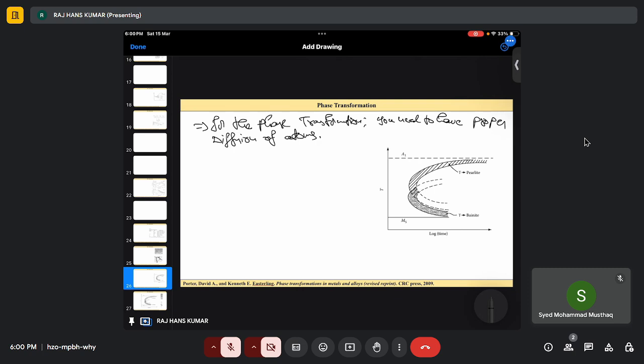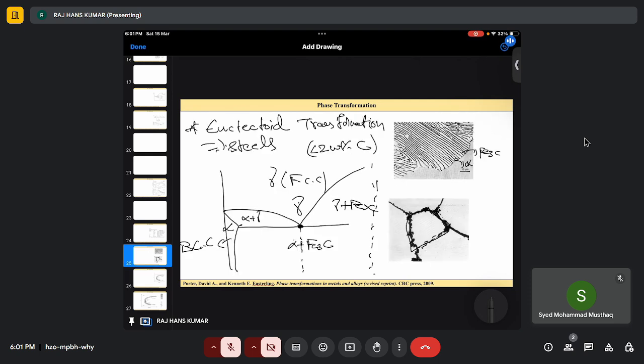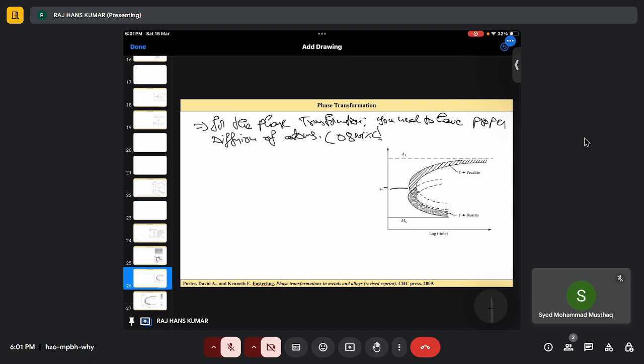That means up to this temperature, let's say my composition is 0.8 weight%, which is here, this is my 0.8 weight%. So gamma will transform into alpha plus Fe3C at 0.8 weight% carbon. So at T1, up to T1, the carbon diffusion is fast. Carbon and iron diffusion takes place. Below T1, the iron diffusion becomes more sluggish.